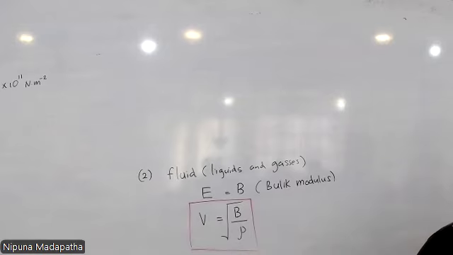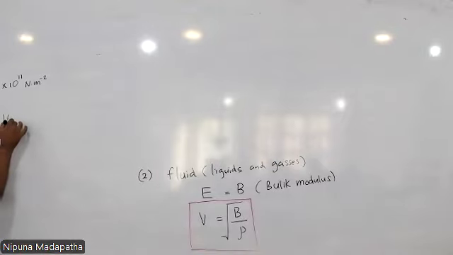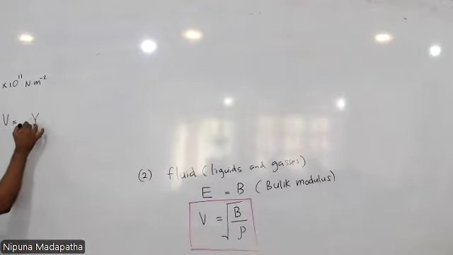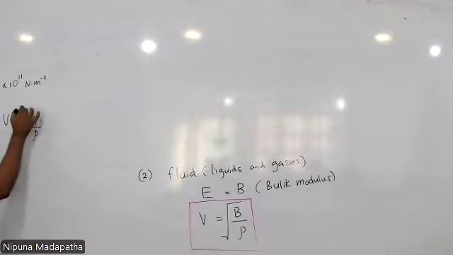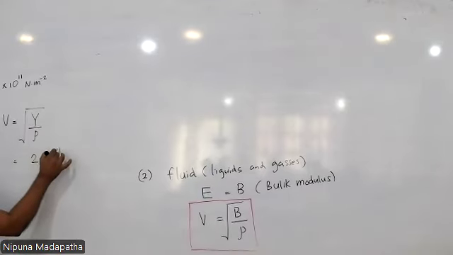And what is the value? 5,000. This is a very simple one. V equals the square root of Y divided by rho. Y is 2 times 10 to the power 11.